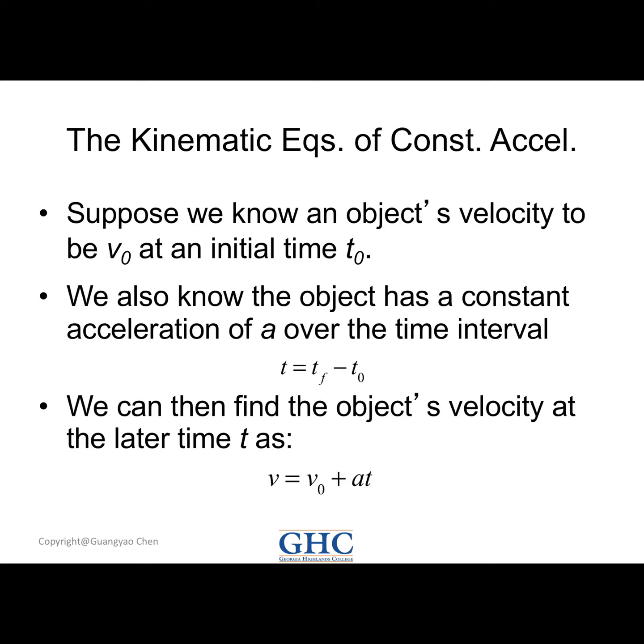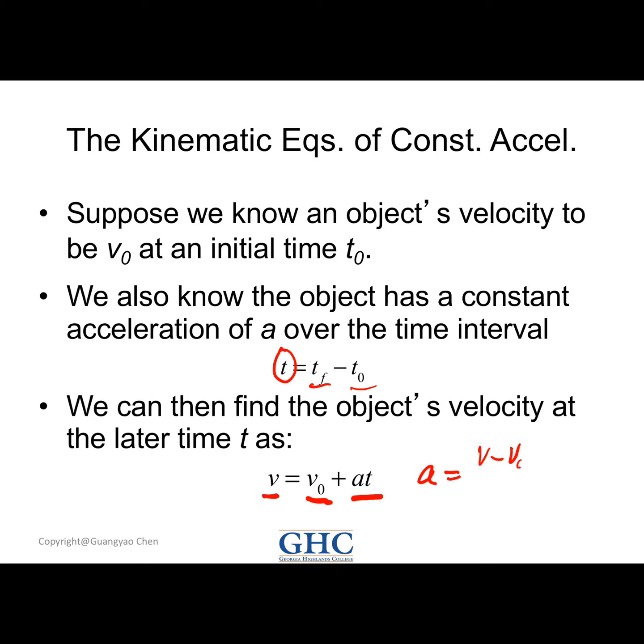So suppose we know the initial velocity of the object is v0 at t0, and the time interval is t. We just write it as t. So final time subtract initial time, we know it as t. So we know for constant acceleration motion, final velocity equals initial velocity plus at. This is also, you see, the definition of a.